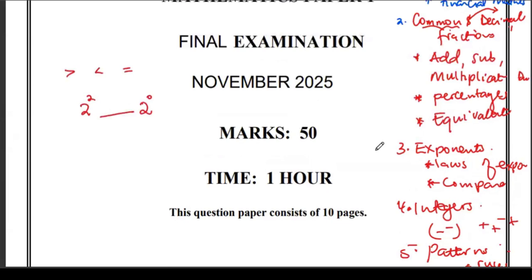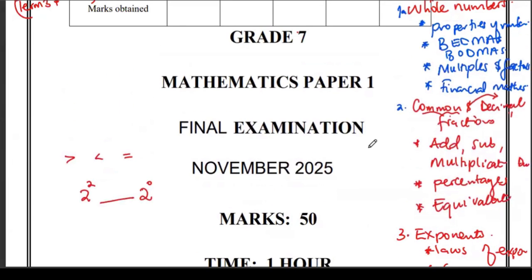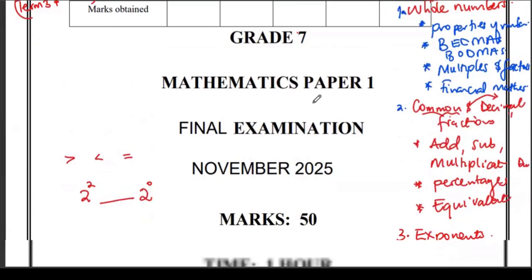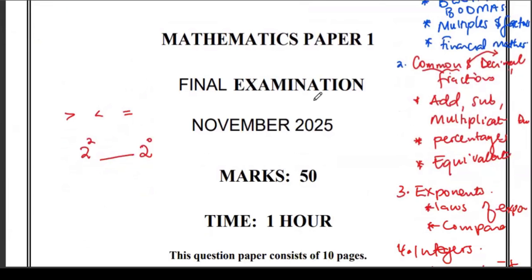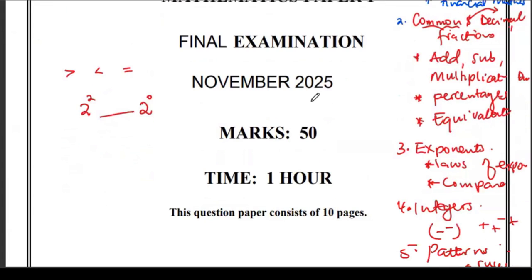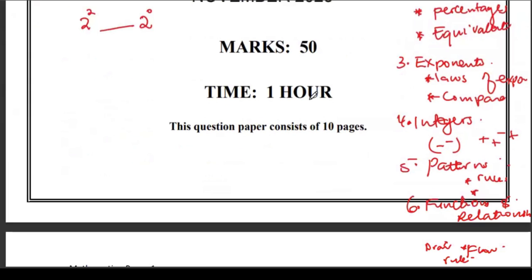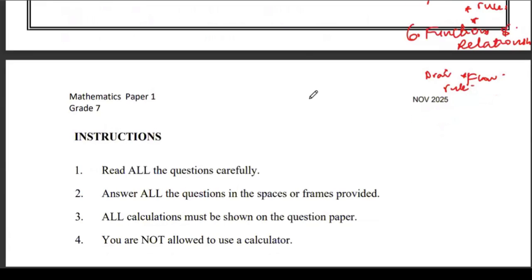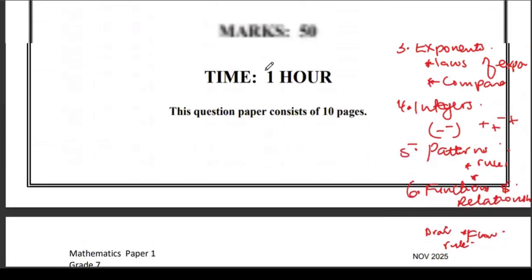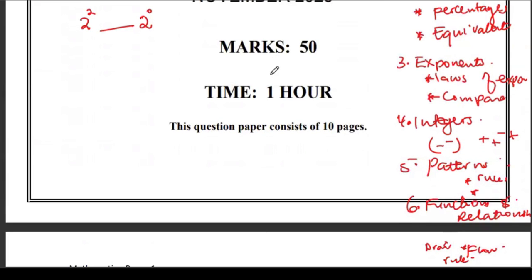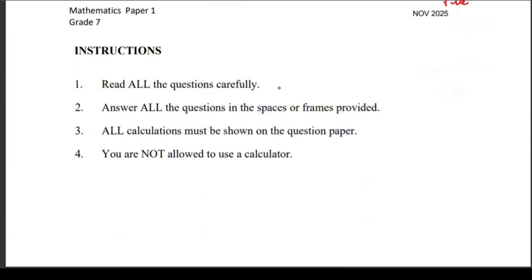We shall go over the topics of paper 2 when we are going over paper 2 as a revision. I'm going to use this paper, a final paper for November 2025, just to prepare ourselves. It's not a paper that is coming, but we can use it just for revision purposes. It's a 50-mark paper for 1 hour. So we need to also train ourselves how to manage the time that we are given. Some people will give you 1 hour, others will give you 1.5 hours, depending on it. So we need to read the questions carefully, answer all the questions in the spaces.